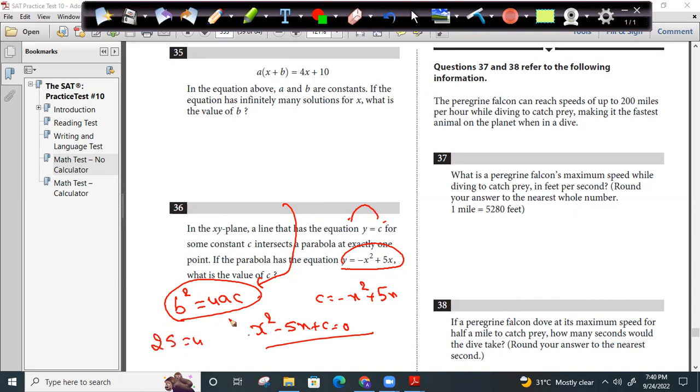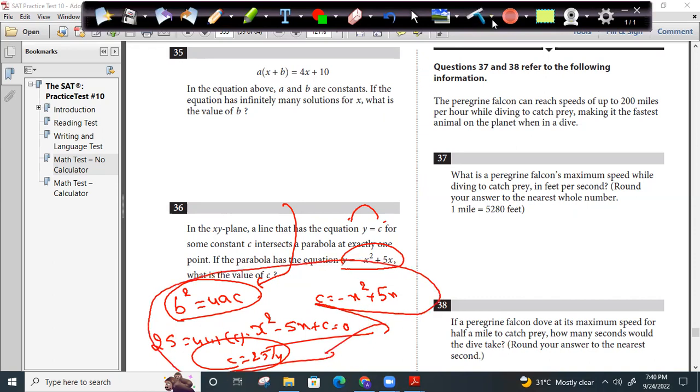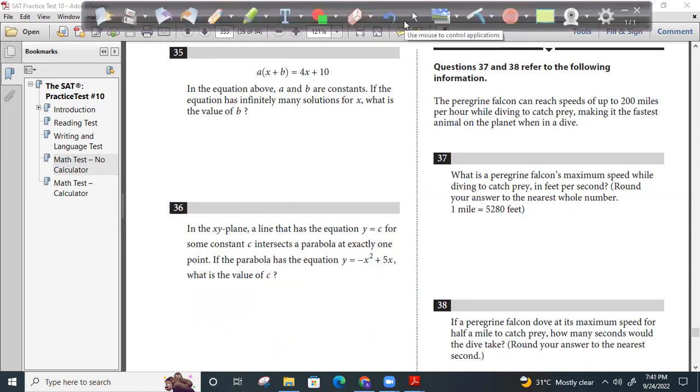25 is equal to 4 into a, which is 1, into c. So c is equal to 25 by 4. He's also correct. Yes, you can do this method. So the value of c is 25 by 4, because I told you whenever we have one solution, b square is equal to 4ac.